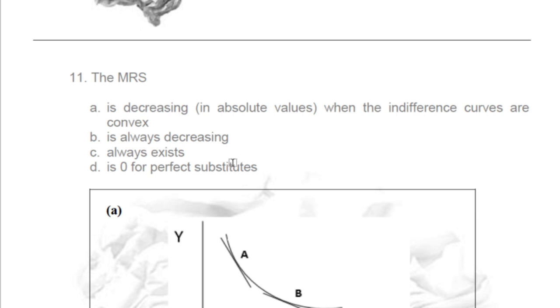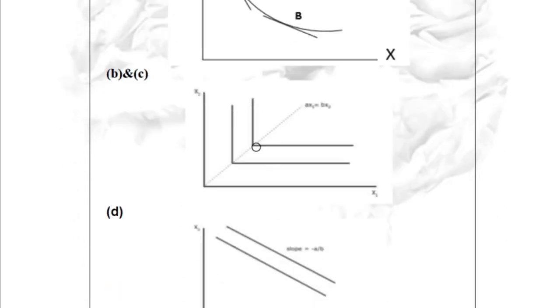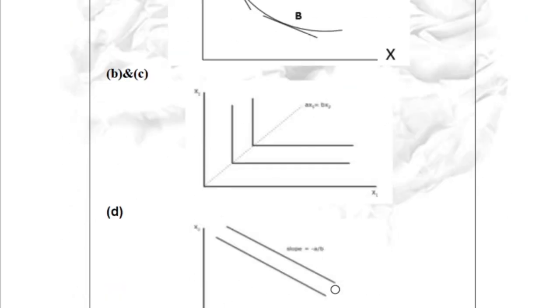Is it always decreasing? No. For example, in perfect complements, it doesn't exist in some points, so C is false, and in perfect substitutes, it's not zero. In perfect substitutes, it's constant, so it's not decreasing. As we know, perfect complements have these kinks where the slope doesn't exist, so the MRS doesn't exist. And in perfect substitutes, the slope is constant, so the MRS is constant. So clearly, I think it is A. But this is very important. Even if it's easy for you, I recommend you to remember this question.